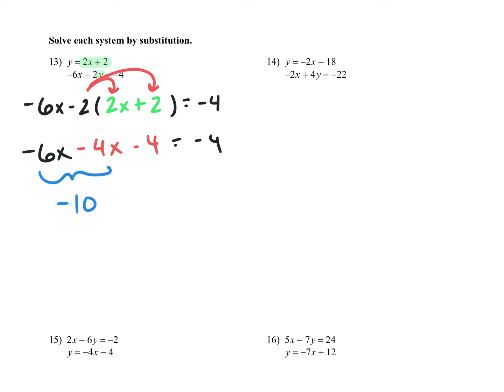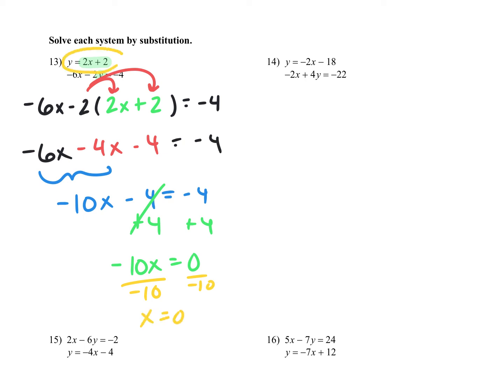So that's going to give me negative 10x minus 4 equals negative 4. And just continue solving the two-step problem. So negative 10x equals 0. I'll divide by negative 10. So x equals 0, and I will plug that back in to whichever looks easiest. To me, that would be the top equation. So then I will have y equals 2 times 0 plus 2. 0 plus 2 just equals 2. And I'll write my final answer as a coordinate.